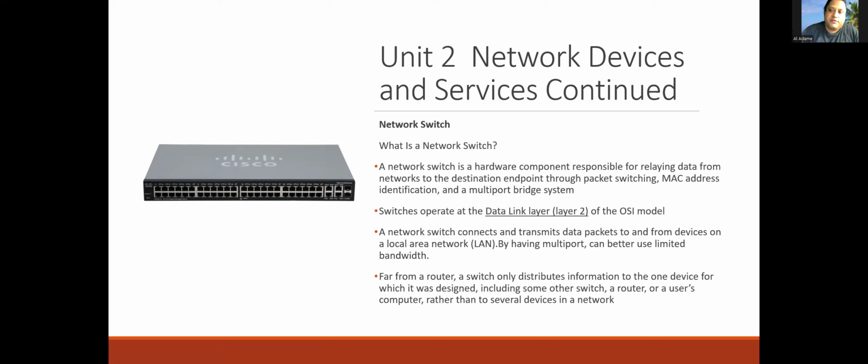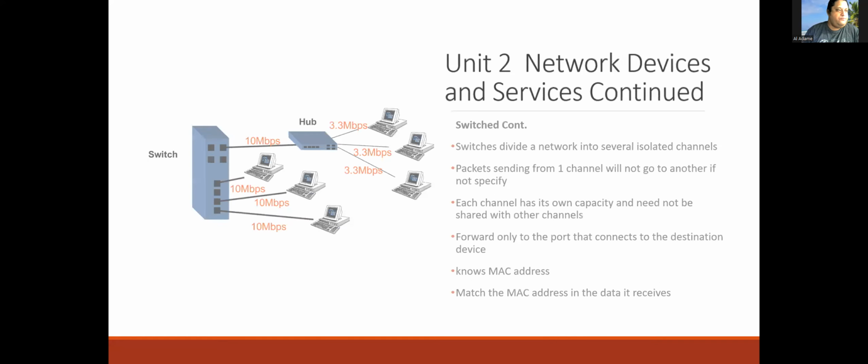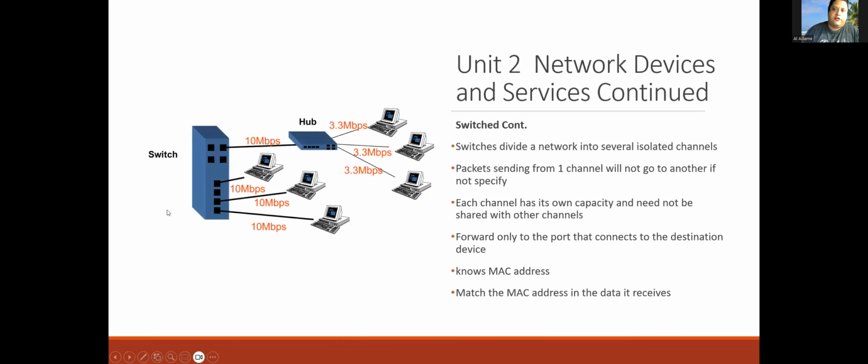Yeah, pretty much straightforward. Unlike a router, a switch only distributes information to the one device for which it was designed, including some other switch, a router or a user's computer, rather than to several devices in the network. So it goes one way, to one computer only specifically, then goes to the next one. It kind of makes a line of things it has to send things to. Moving on. So this is what a switch looks like on a network, right?